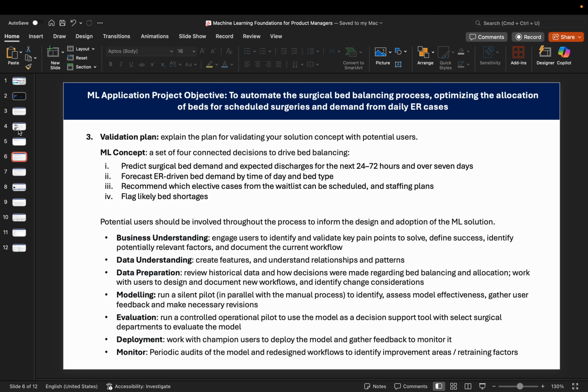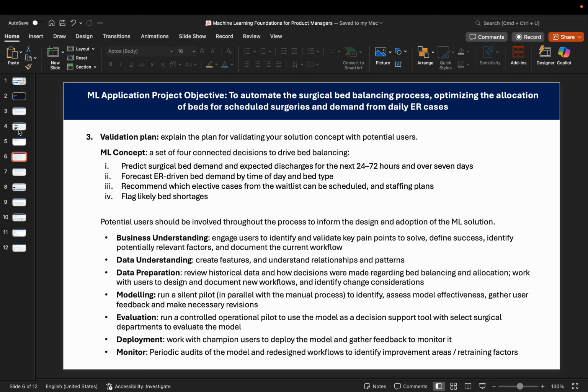The concept here really is connecting decisions across four key areas. One is predicting surgical bed demand and expected discharges over the next 24 to 72 hours, and then the week-long outlook. Forecasting ER-driven bed demand by day and type of bed. Recommending which elective cases from the wait list can be scheduled, and staffing plans, and flagging any likely bed shortages, which are done more in real time based on how discharges are happening.